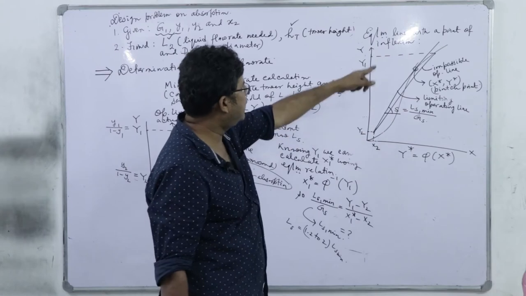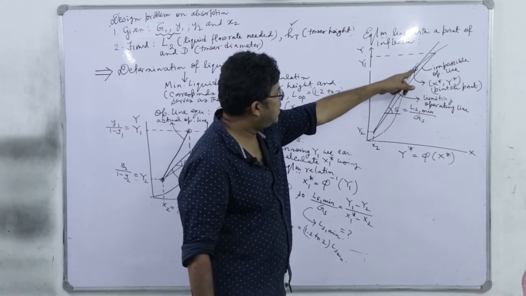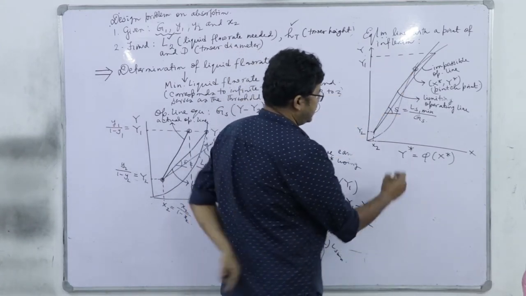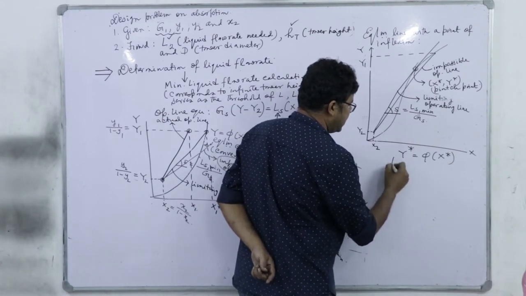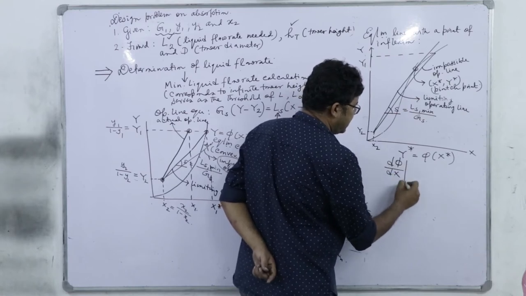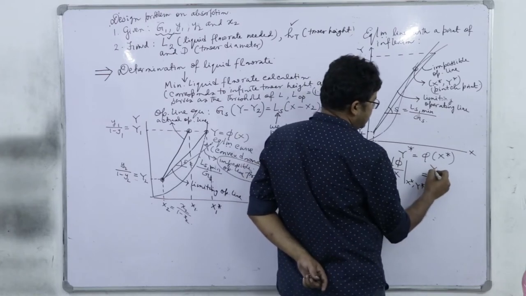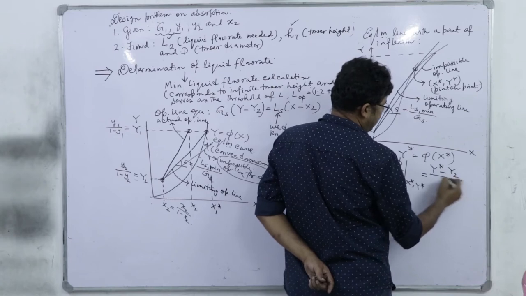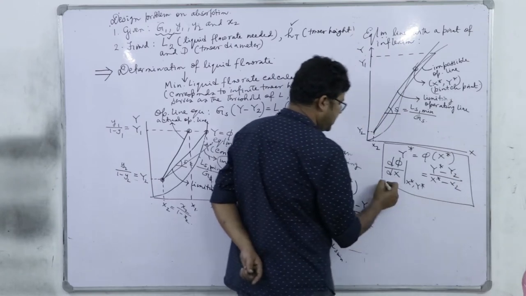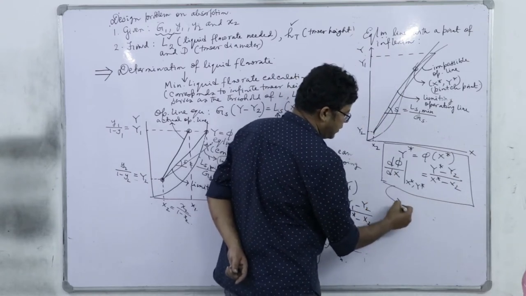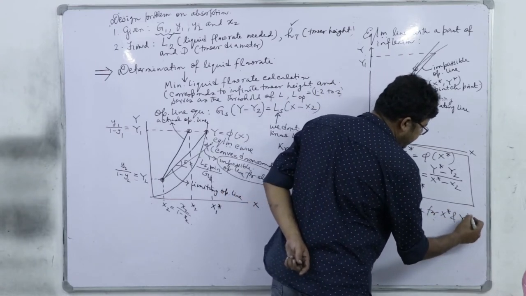And the slope of this tangent, right. So, what is the slope of this tangent? The slope of this tangent is phi prime, or rather we can write d phi dx at x star, y star, must be equal to y star minus y 2 divided by x star minus x 2. So, there are two equations we have formulated, right? An equilibrium relation is known. So, solve for x star and y star.